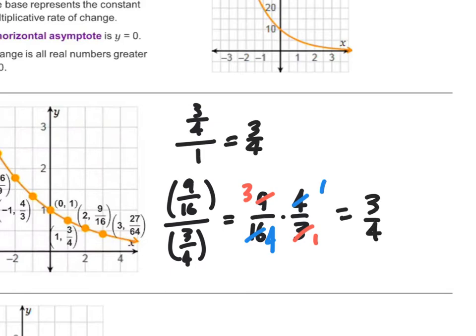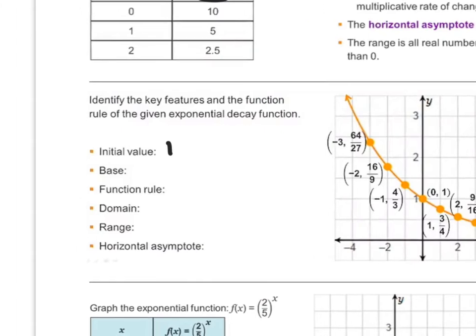Okay, and that's the trick: taking consecutive numbers and dividing them. I would get 3/4 if I divided 27/64 over 9/16. Okay, so this is my base. All right, this 3/4 is my base. And so what I'm going to do over here, base is 3/4.